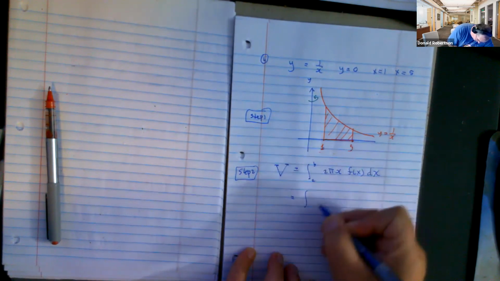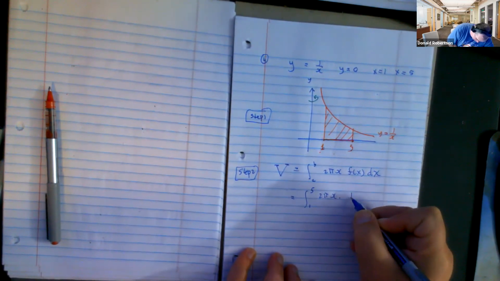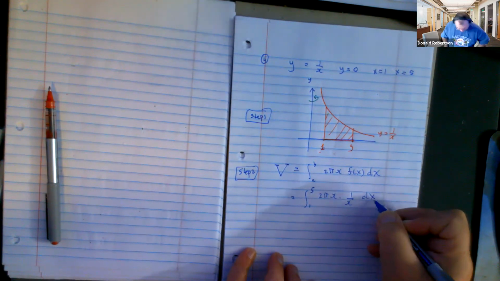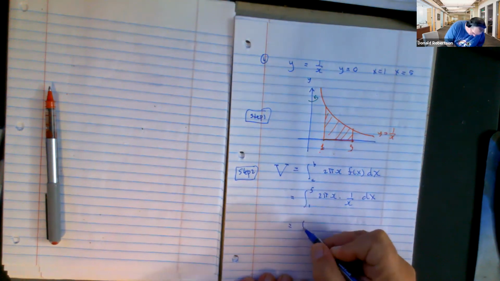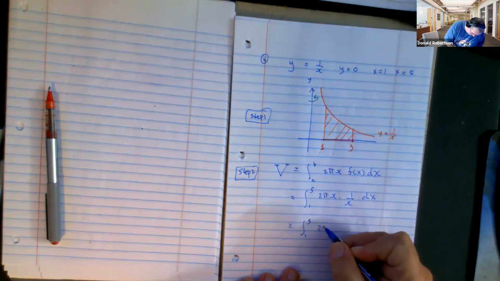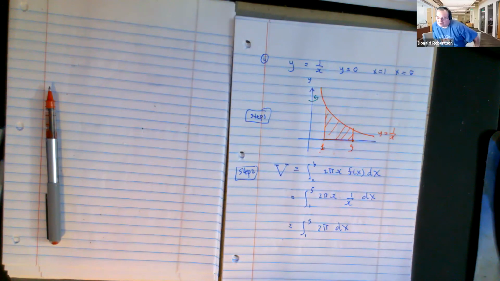Integral from 1 to 5, 2 pi x times 1 over x dx. Oh, would you look at that? Oh, something really cool has just happened. The x's cancelled out, didn't they? You weren't expecting that. I certainly wasn't until I saw it. Okay, we got that guy. I guess sometimes the simplest integrals can throw your brain.